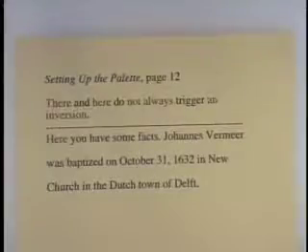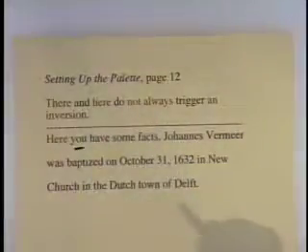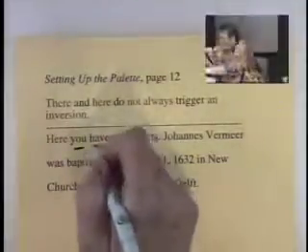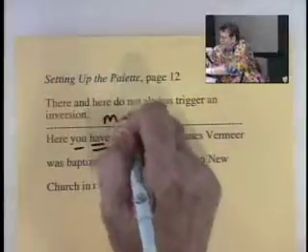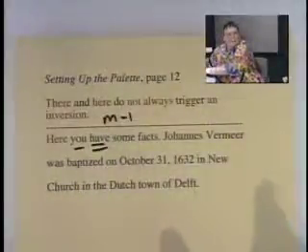Okay, now, there and here don't always trigger an inversion, and I want you to be aware of that. Look at this particular sentence. Here you have some facts. Johannes Vermeer was baptized on October 31st, 1632, in New Church in the Dutch town of Delft. Amy, where's your first subject? You. About the verb. Have. And what kind of a clause is this? Main. Right, it is.